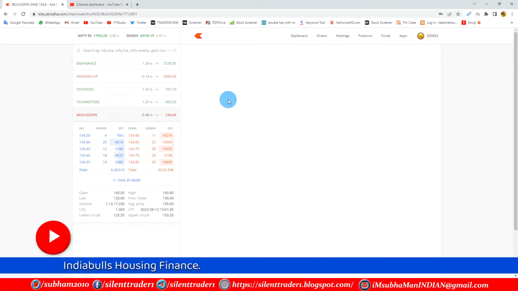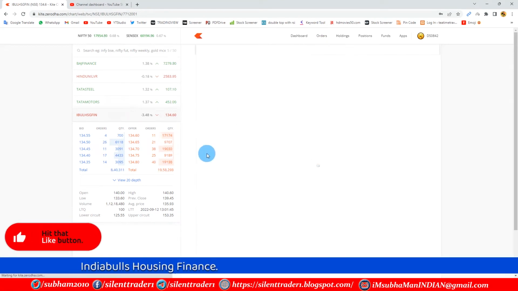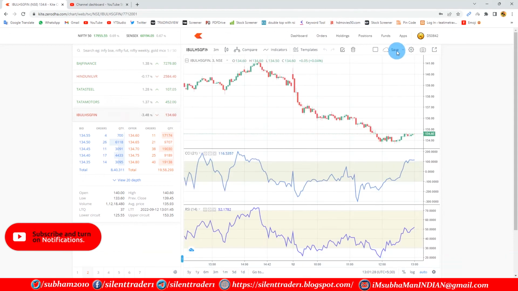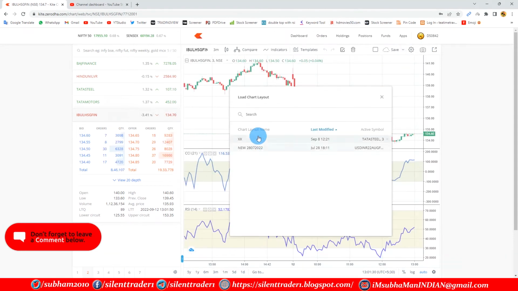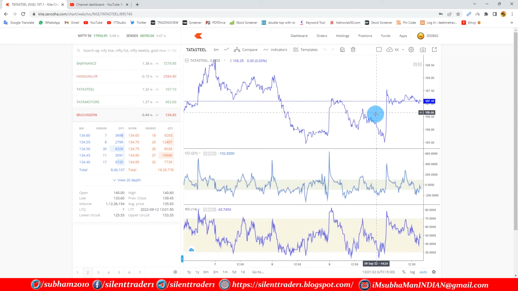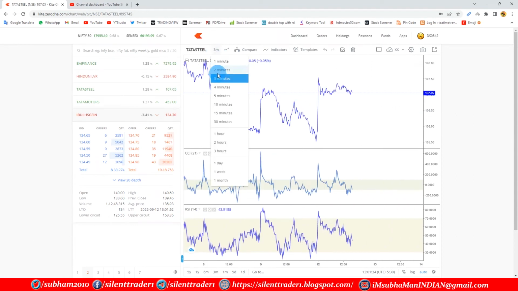Today I am tracking India Bulls Housing Finance. And I am using Zerodha platform for chart. Using 5 minutes chart time frame for intraday trading. Look at the chart carefully.